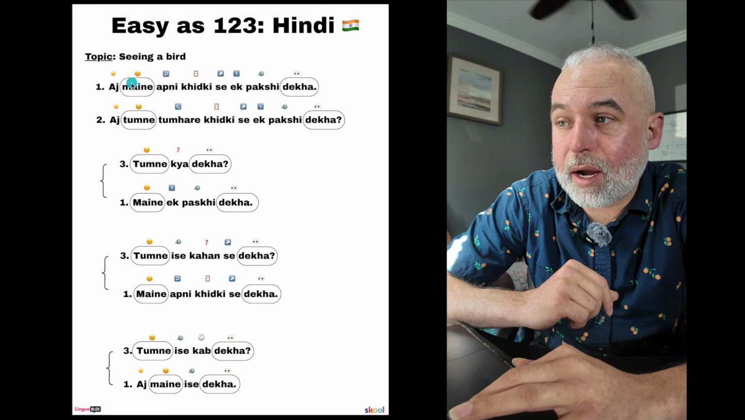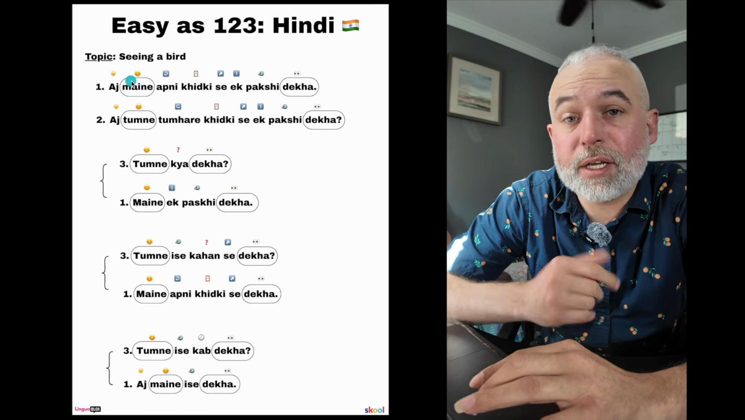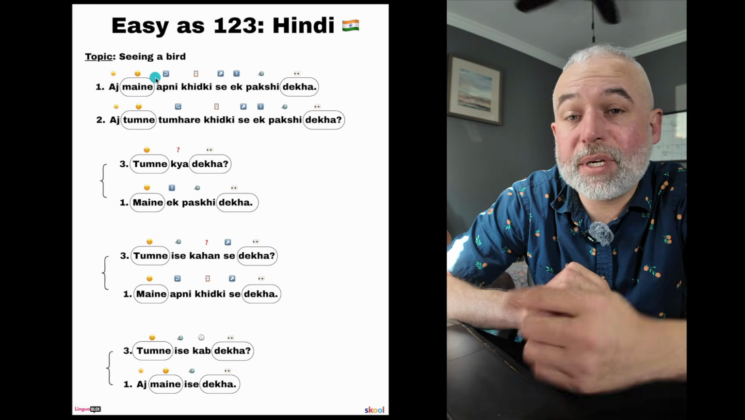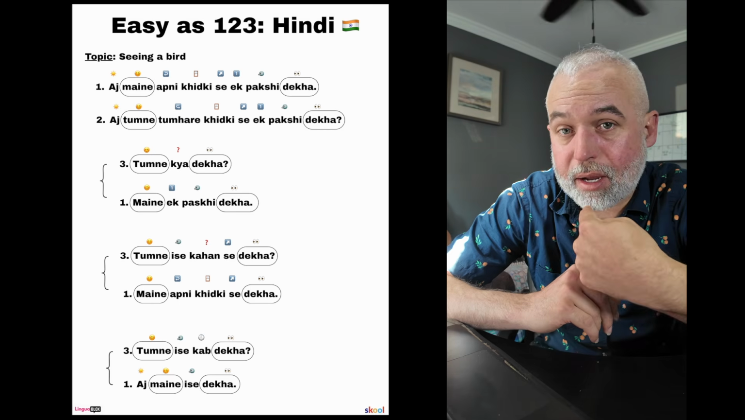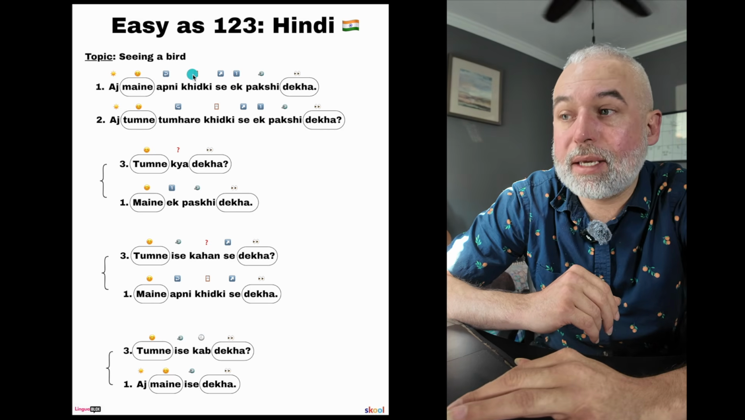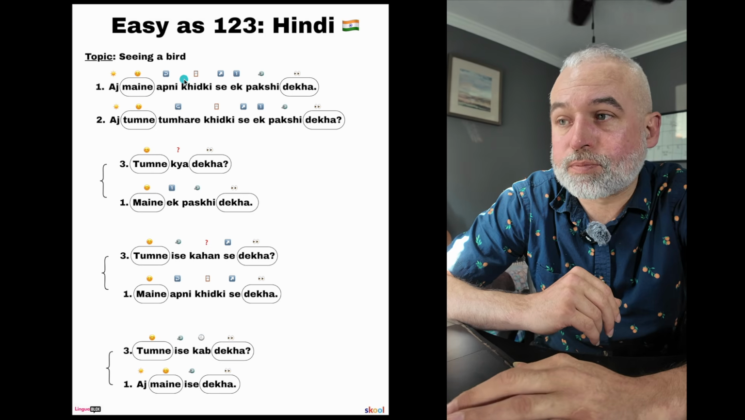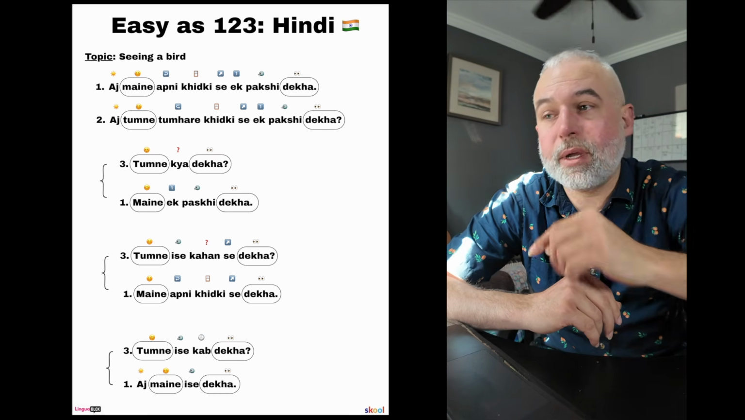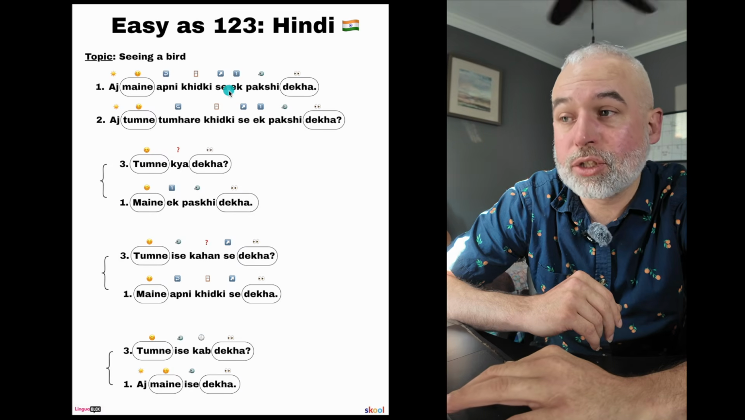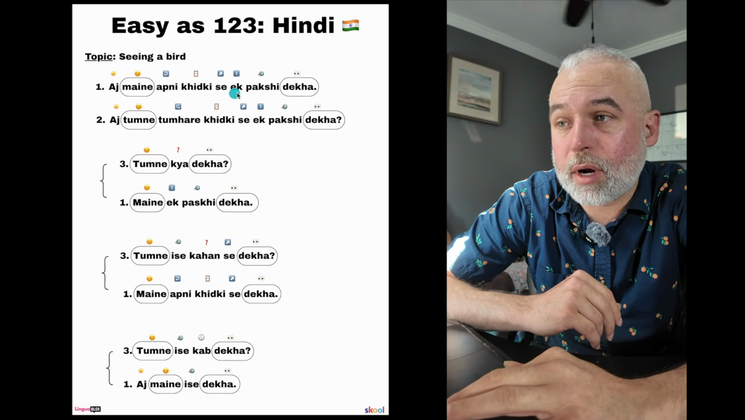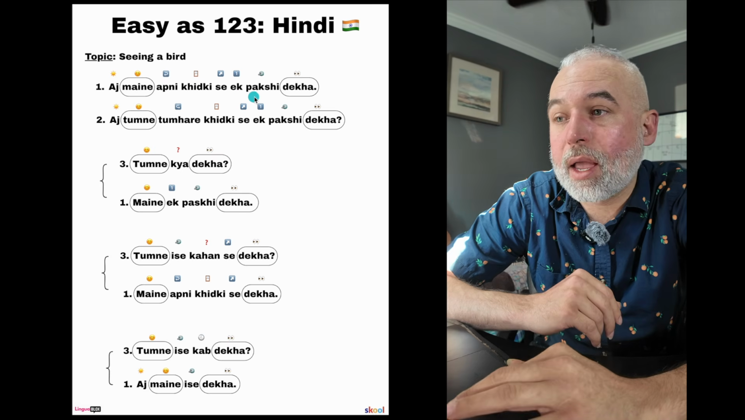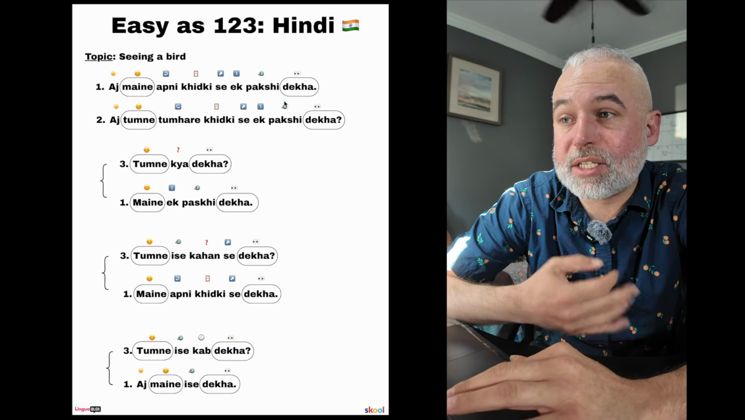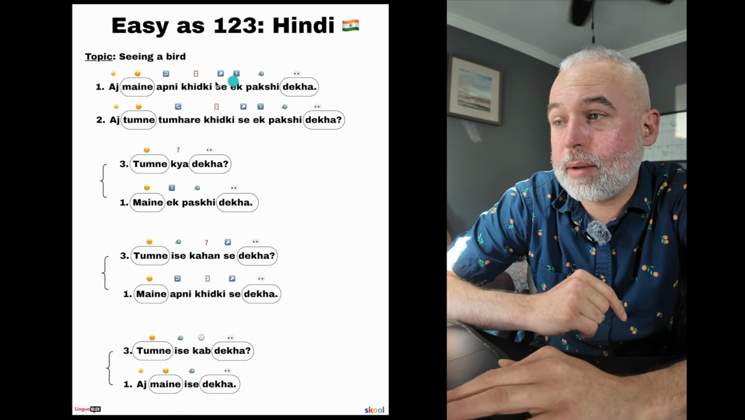So after today, I is the little smiley face. That's the person doing the seeing, doing the action. Apni is my, so the little curved arrow points back, like my. Get it? Khidki is window. From is that arrow going out, like if I say I'm from Chicago, or you see something from your window. How many birds did I see? Just one, right? You could think of it as one bird or a bird. And pakshi, cute little bird there. And dekha is seeing, so the emoji for seeing is there.